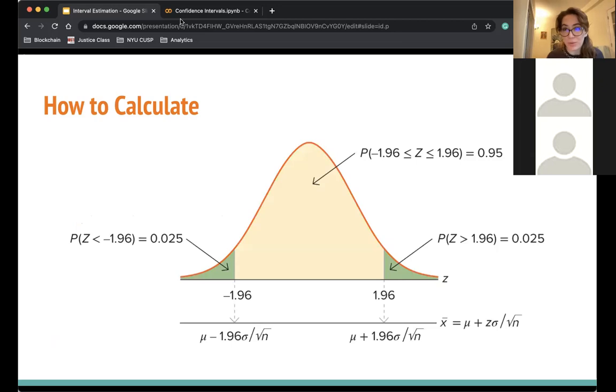So let us go through an example of constructing a 95% confidence interval for mu, the mean, when the sampling distribution of X bar is normally distributed. Again, we have to assume that it's normally distributed in order for us to apply the symmetry of the tails and use our standard z-score table.